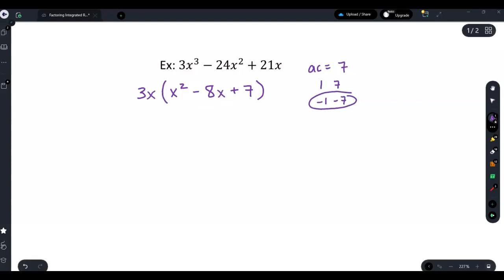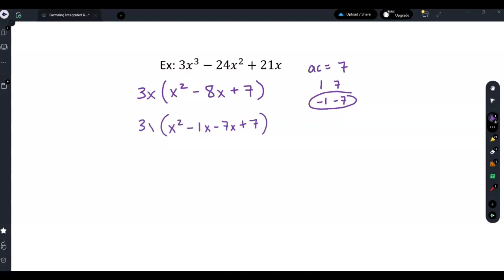term of negative 8. So I'm going to rewrite my polynomial, but instead of writing minus 8x, I'm going to write it as these two numbers, as minus 1x minus 7x, and then I'm just going to bring down the plus 7. I'm also going to bring down the parentheses. I'm also going to bring down the 3x, right? Anything that doesn't factor, we just bring it along, right? So this is just my first step in any AC method problem, is to rewrite to have 4 terms.